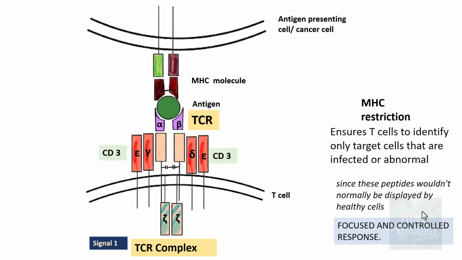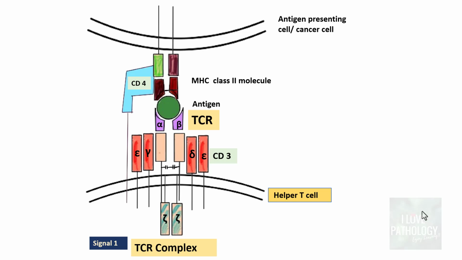MHC restriction helps in focused and controlled immune response. There are two other molecules which you need to know. One is CD4. CD4 is like a special access card that helps the T cells to connect to different types of MHC molecule. CD4 is the one which identifies MHC class 2 molecule. In the next session, I will be discussing in detail about the concepts behind MHC.